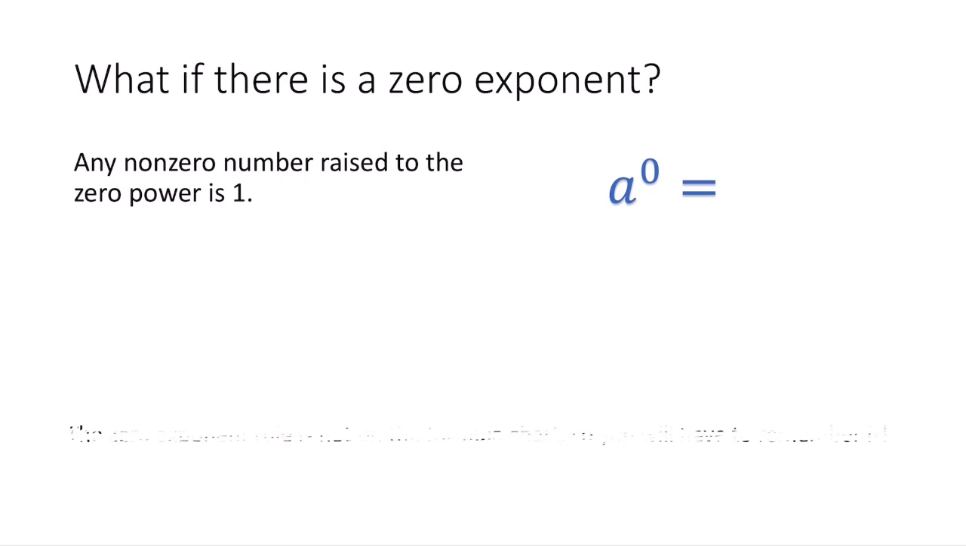So what if we have a 0 exponent? Any non-zero number raised to the 0 power is 1. So if you have a to the 0, that's 1. Doesn't matter how complicated it is. If you have 705, 455 x, y squared, and that's all being raised to the 0 power, that's still equal to 1.